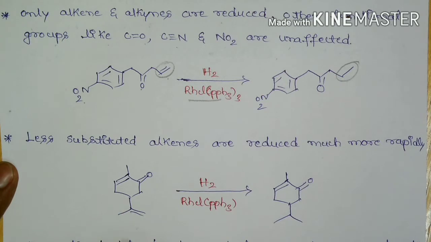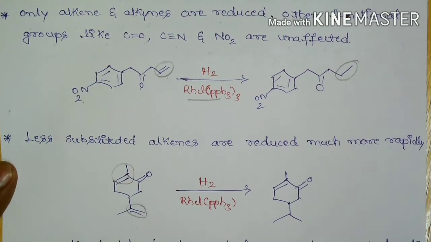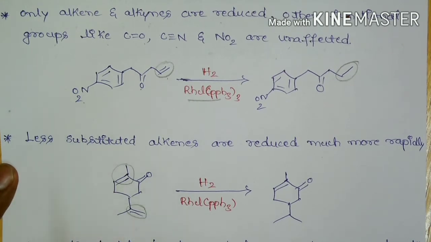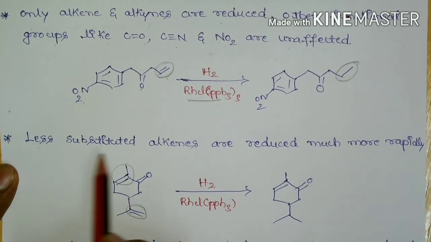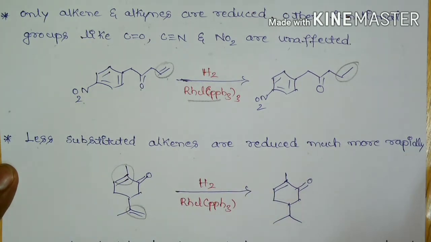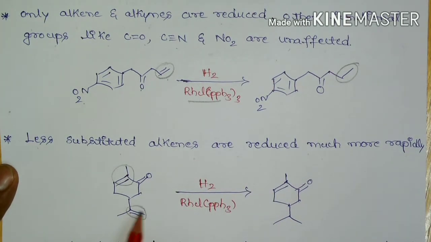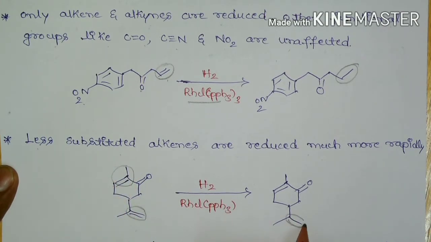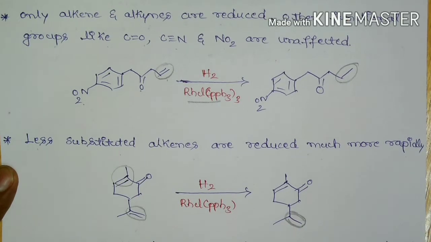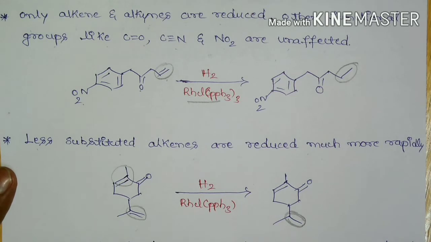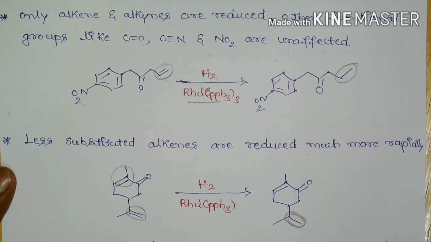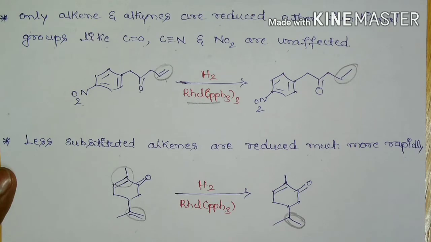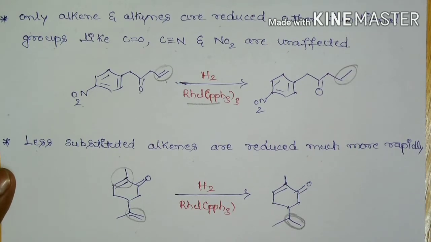If the substrate has different types of double bonds, here one is disubstituted and here one is trisubstituted. We have already discussed the rate of hydrogenation: the less substituted alkenes are reduced much more rapidly. So Wilkinson catalyst will selectively reduce this disubstituted double bond, and it will not reduce the trisubstituted one. This is the case when the molecule has two or more double bonds.